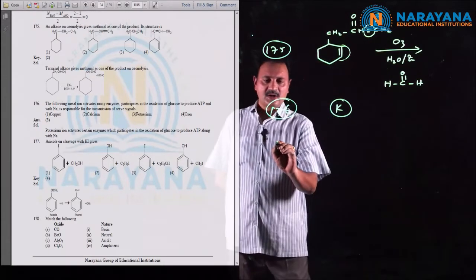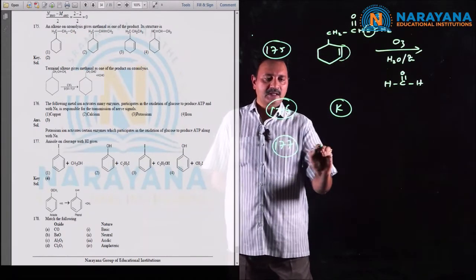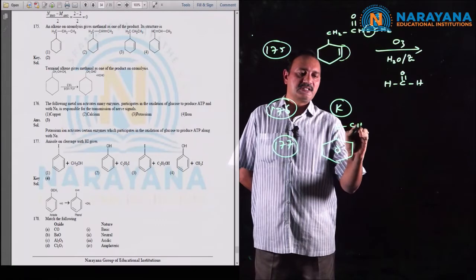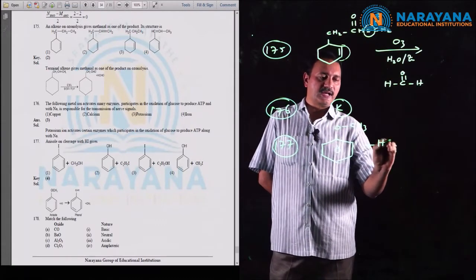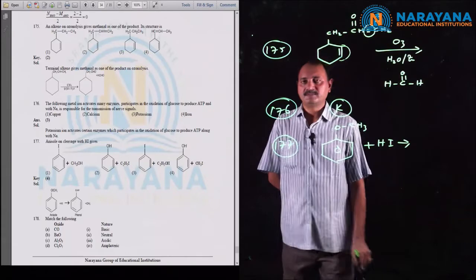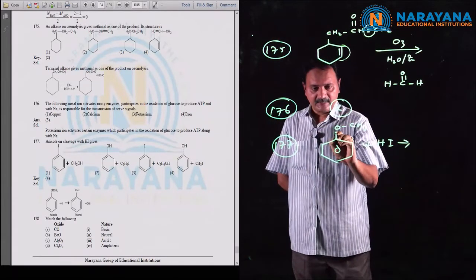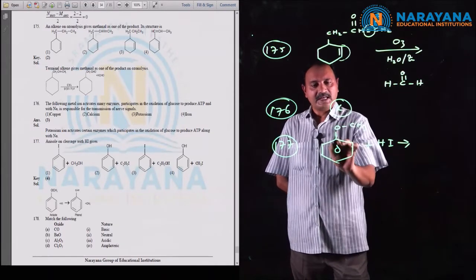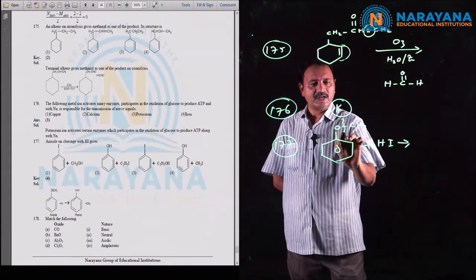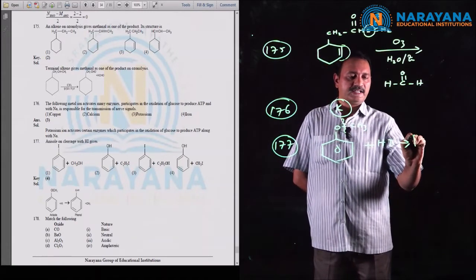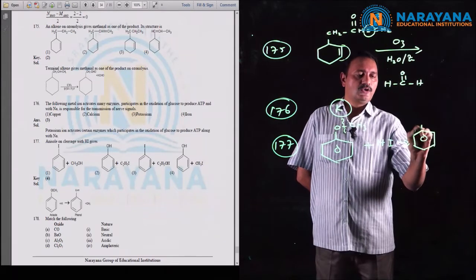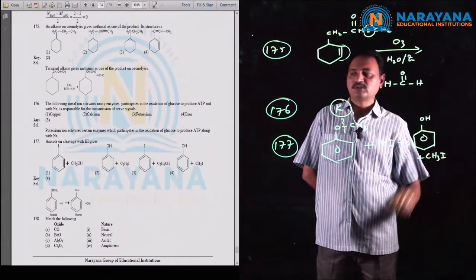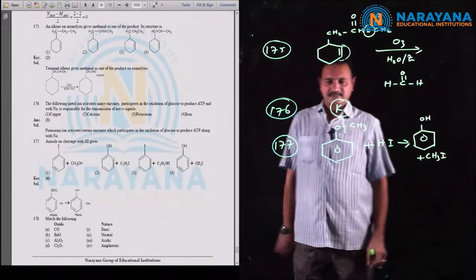Next let us consider 177. The given compound is anisole, OCH3, which is allowed to react with hydrogen iodide. What about the product to be formed? Now here, the bond present between the aromatic carbon and oxygen has a partial double bond character. So the cleavage of this bond will not take place. So the cleavage takes place at this side. Now the product is phenol along with the formation of methyl iodide. Now the correct option is the fourth option.